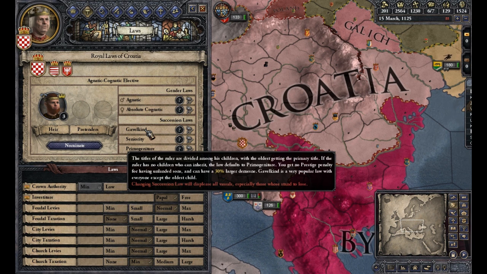Elective, the plus is it's very stable. Your vassals are happy because they have a say in things and can vote on things. The negative to elective is you could get screwed on it. You can get undermined, somebody could vote against you, you could lose something. Gavelkind, the bad is everything gets split all to hell and it can be really frustrating and screw you up.